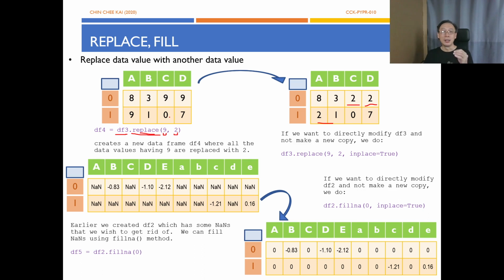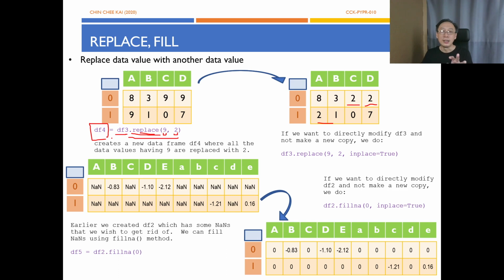That means if I just say replace 9, 2, I'm asking pandas, can you change it? Pandas can do it in two ways. Do it, then give me a new copy, but doesn't modify df3. But the effects are recorded in df4. So I did get the job done, but I didn't change your original data. Or I do it and I change your original data.